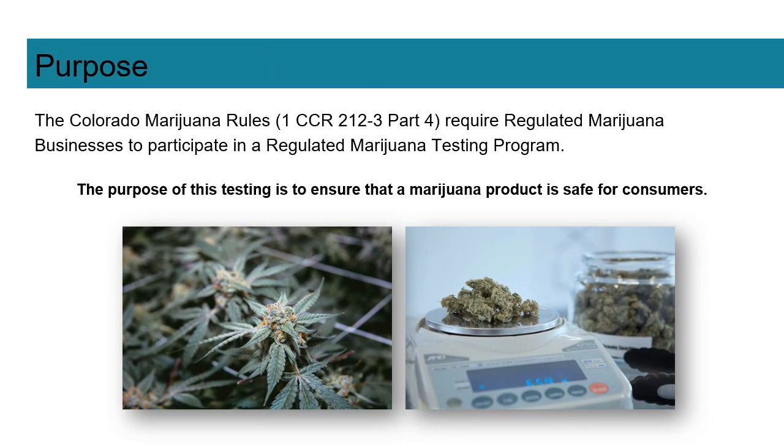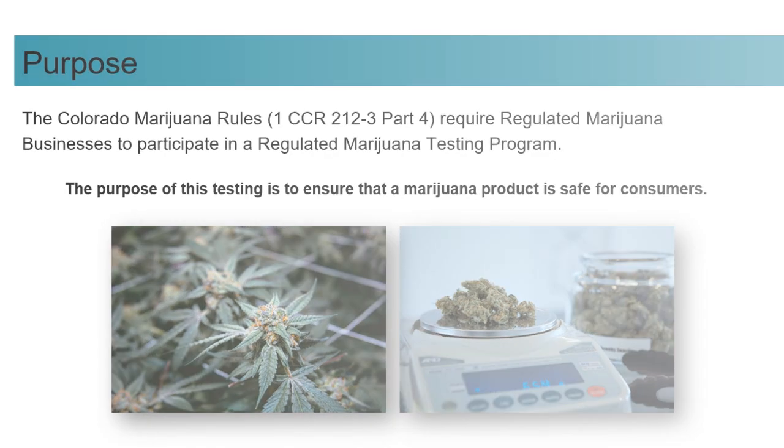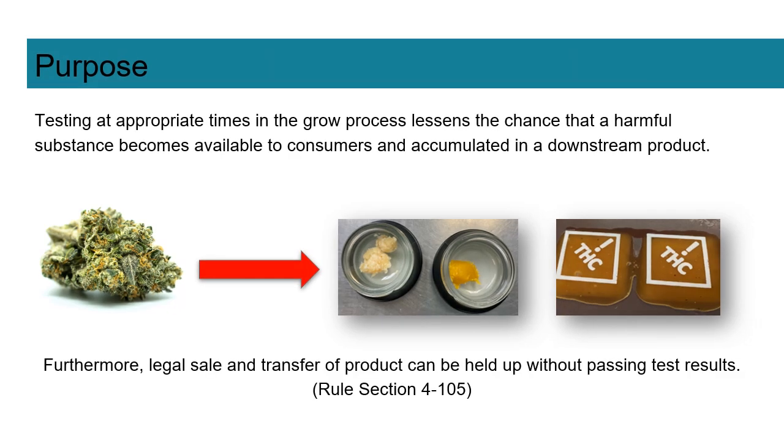Purpose. Colorado's marijuana rules, 1 CCR Part 4, require regulated marijuana businesses to participate in a regulated marijuana testing program. The purpose of this testing is to ensure that a marijuana product is ultimately safe for consumers. Testing at appropriate times in the grow process lessens the chance that a harmful substance becomes available to consumers and accumulated in a downstream product. Furthermore, legal sale and transfer of product can be held up without these passing test results. See Rules Section 4-105 for more information.